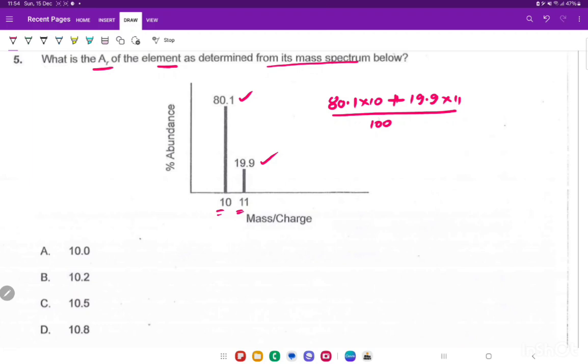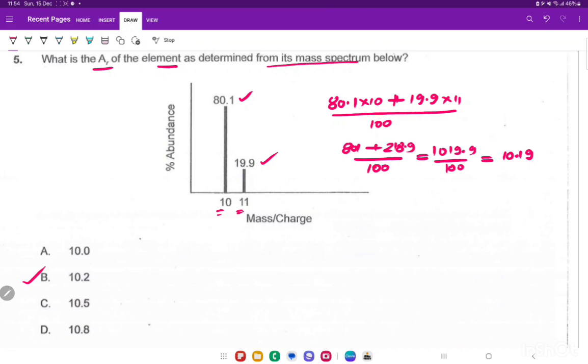80.1 into 10 is 801, plus 19.9 into 11 is 218.9. That gives 1019.9 divided by 100, which comes out to be 10.19, which is approximately 10.2.